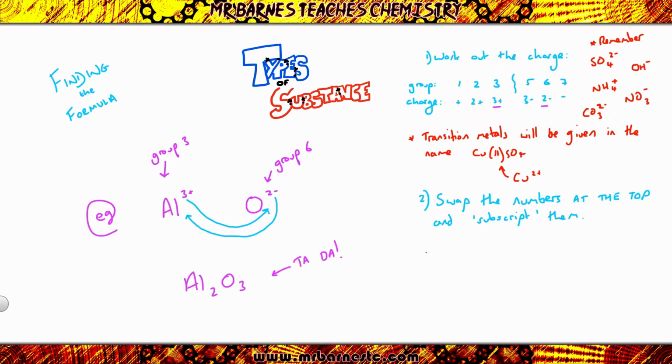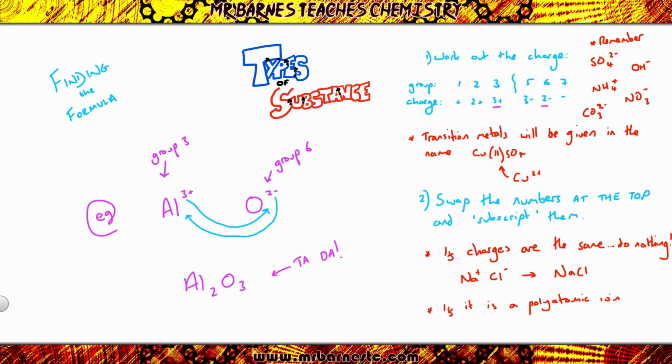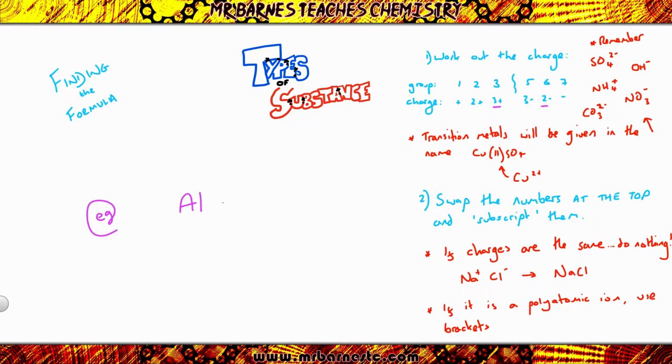Now there are a few exceptions. If the charges are already the same, so you've got 2+, 2- or 1+, 1-, do nothing. So for example, Na+ and Cl-, the charges are the same, you do nothing, so it's just NaCl. And then the second thing, if you have a polyatomic ion, you must put a bracket around it if you are doubling it. So for example, aluminium reacting with a hydroxide, aluminium is 3+, hydroxide, as you can see up here, is OH-. I take the number at the top, I move it down to the bottom, but because I've now got 3 OH- polyatomic ions, I must put a bracket around to show I've got 3 of everything.